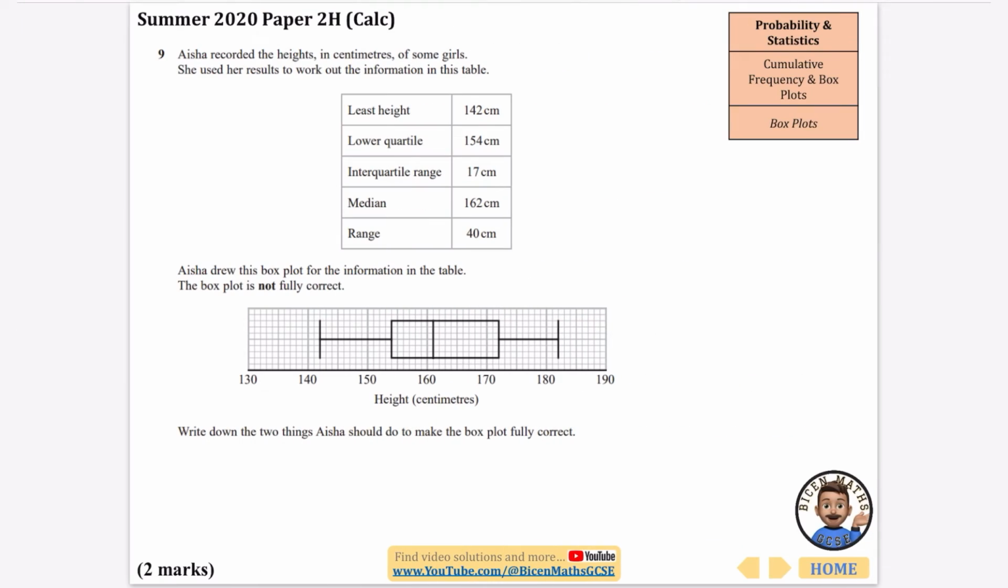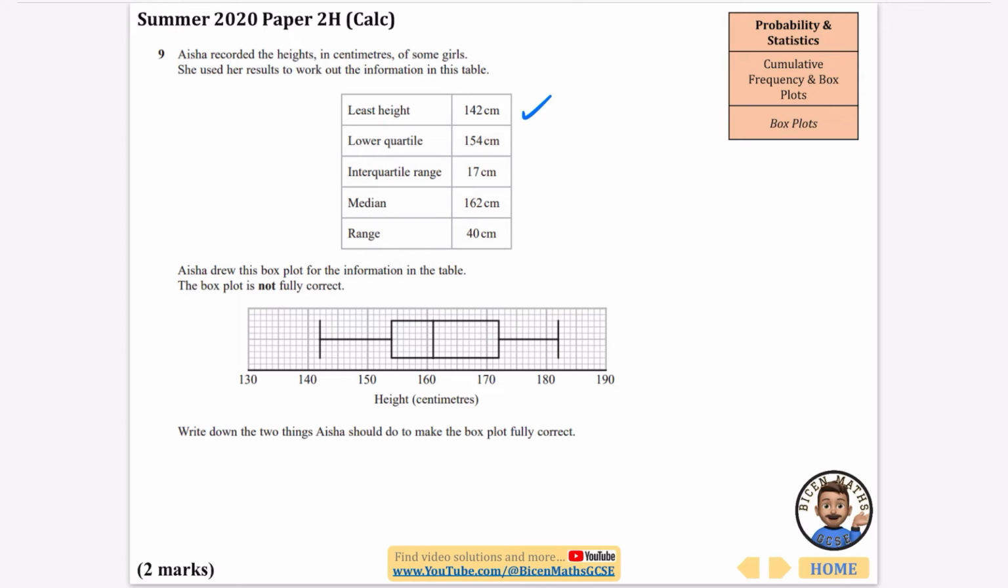Okay, Aisha recorded the heights in centimetres of some girls. She used her results to work out the information in this table. She drew this box plot for the information in the table. The box plot is not fully correct. Write down 2 things that she should do to make the box plot correct. So first of all, the least height is 142. Well, that's in the right place, so I'm going to tick it.